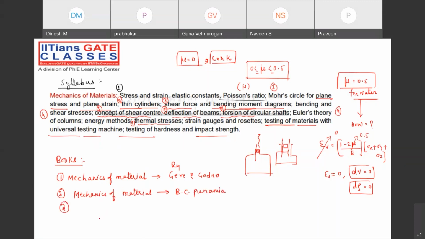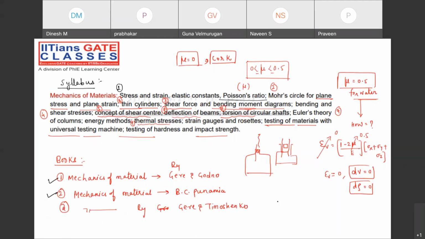What is the third book that you can follow? Tell me, guys. One book is there, Mechanics of Materials only. Again we have Gere only, but here we have Gere and Timoshenko. That is a combined book. These are the books that you can follow, right? These are the two highly recommended books for the GATE examination.